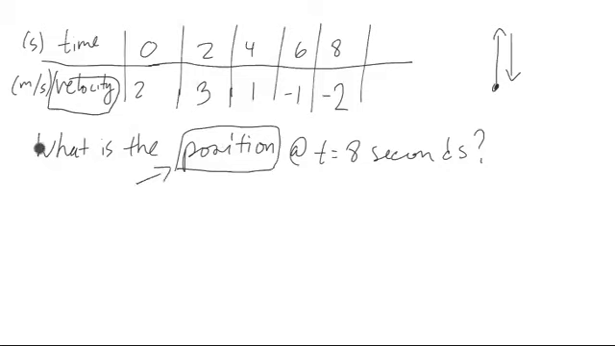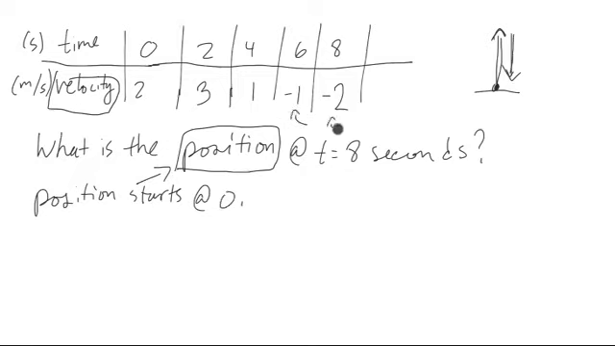Let's suppose that the position starts right at 0. And let's suppose that this is an object that moves up and down only, up and down. Hence, see these negative velocities? That's because that's a speed heading downward.